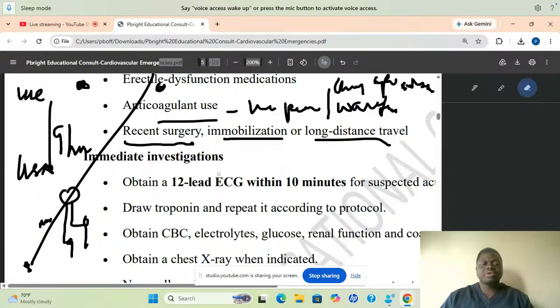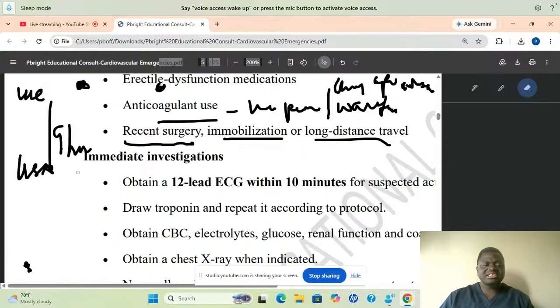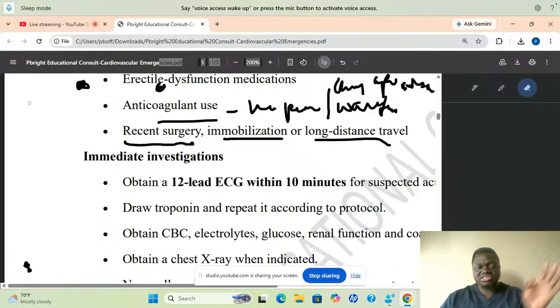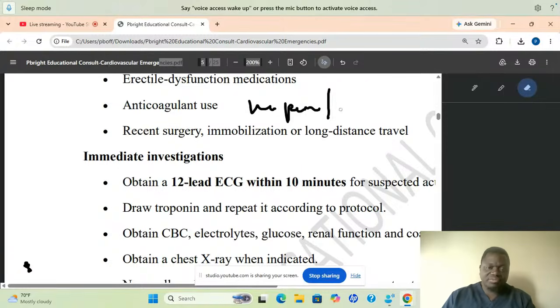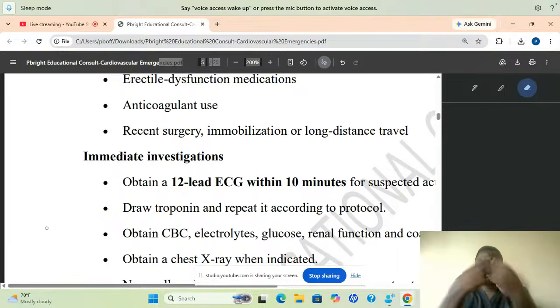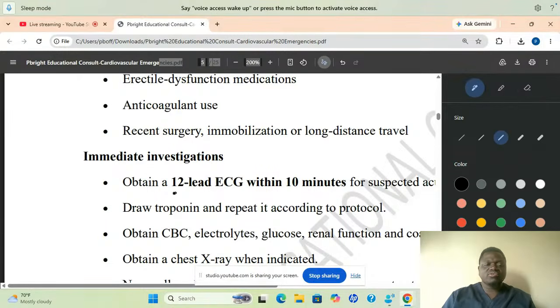Right. So what are the immediate investigations? Now you've collected your data. You know the situation of the patient. You know the background. Where do you start your treatment from? You have your IV lines already in. Okay, yes. So you start from the 12 lead EKG, the electrical system.